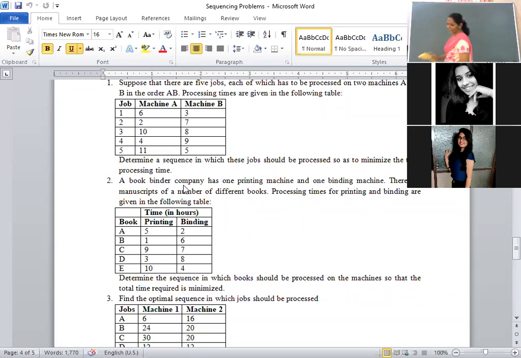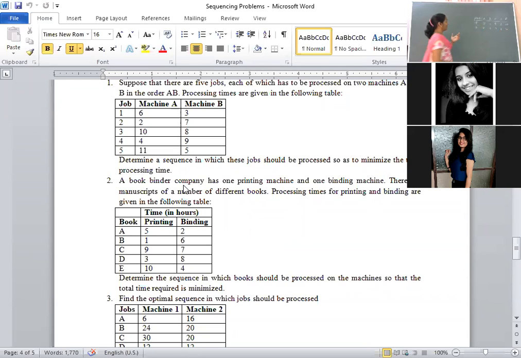Okay, next problem. Try to identify the sequence, because only 1 minute remaining. Today we will find out the sequence. Tomorrow we will solve the problem. Books A, B, C, D, E. Printing, I am taking as P. Binding, I am taking as B. Printing times: 5, 1, 9, 3, 10. Binding times: 2, 6, 7, 8, 4.